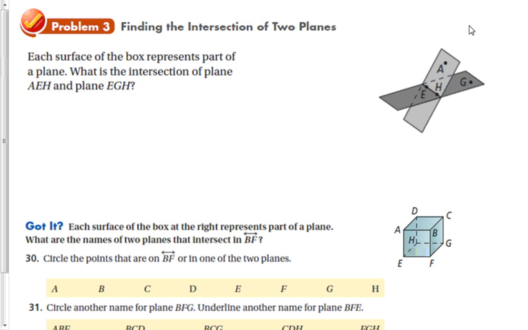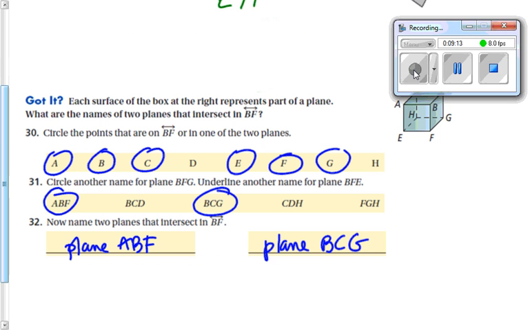Okay, so each surface of a box represents a part of a plane. What is the intersection of plane AEH and plane EGH? 2 planes intersect in one line, and that's one of the postulates. I think it was postulate 1-3. So our line, we can use the letters E and H to represent. All right, so go ahead and try the next one.